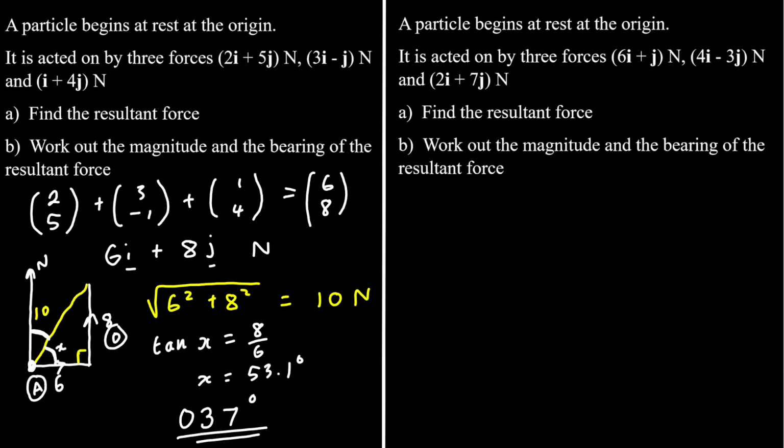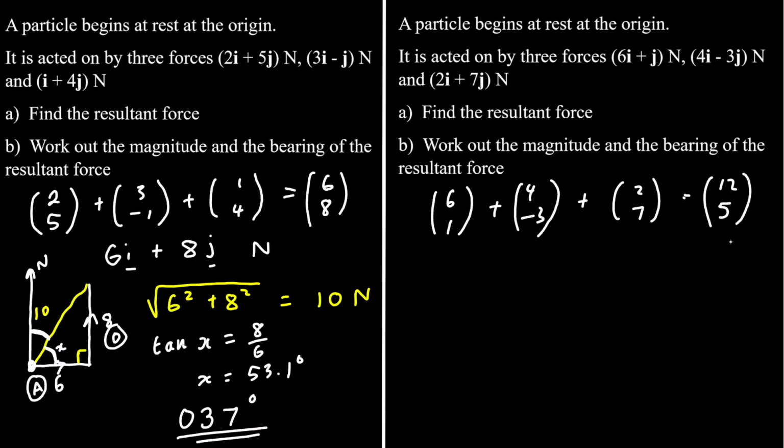So again, we're going to find out the resultant force. So just add up the forces that are acting on the particle. 6, 1; 4, negative 3; 2, 7. 6 plus 4 plus 2 is 12. 1 plus 7 take away 3 is 5. So we've got 12, 5. So it's 12i plus 5j newtons.